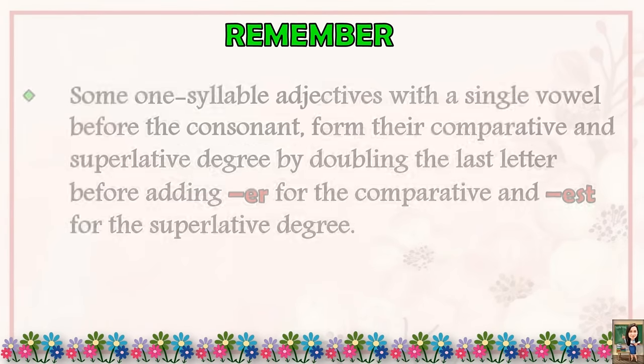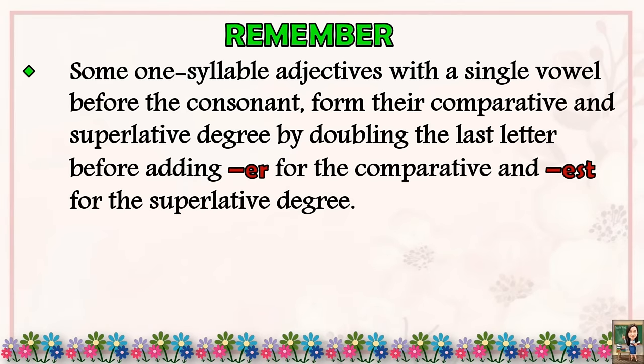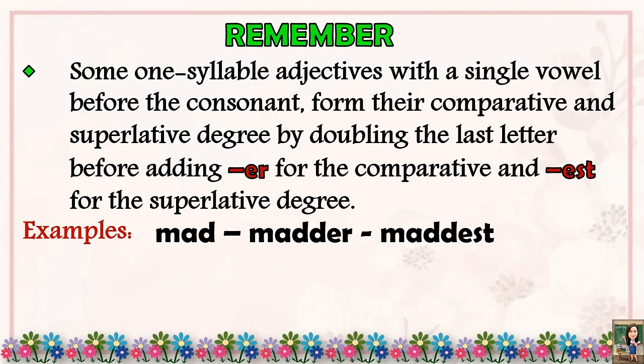Remember, some one-syllable adjectives with a single vowel before the consonant form their comparative and superlative degree by doubling the last letter before adding ER for the comparative and EST for the superlative degree. For examples, mad, madder, maddest. These are degrees of adjectives. Mad is the positive, madder is the comparative, and maddest is the superlative degree.